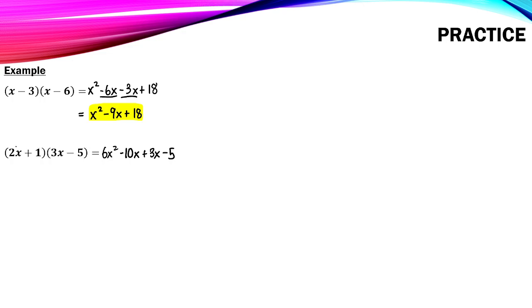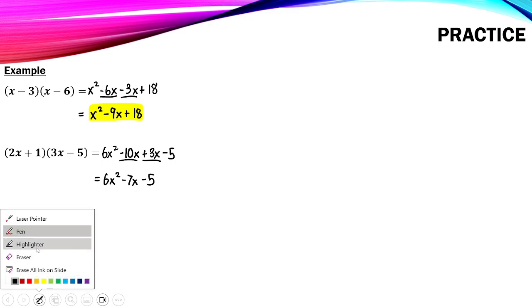And again, the other way, if I did the 2x times these first, I distribute the 2x first. That gives me these two. And then if I distribute the 1 after that, that's how I get these two. That's the other way you could think about it. But after you do that, we could combine the negative 10x and the 3x together. And this is going to give me 6x squared minus 7x minus 5. So that would be our answer for the second one.